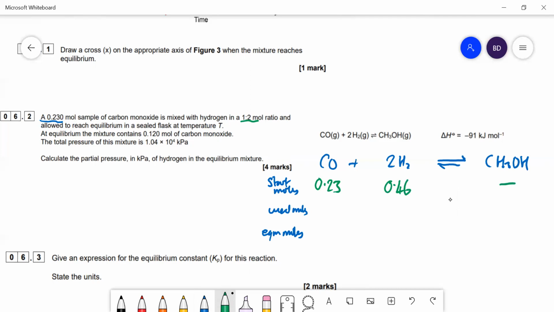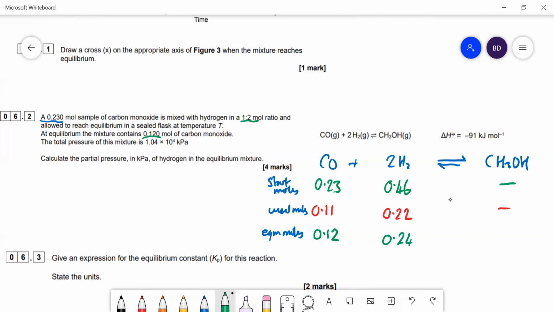And then it tells us at equilibrium, we've only got 0.12 moles of carbon monoxide left over. So that means we must have used up 0.23 minus 0.12, which is 0.11 moles of carbon monoxide. That means we must have used up double that amount, 0.22, of hydrogen. I haven't used any methanol, obviously. So how much hydrogen have we got left over at equilibrium? 0.46 minus 0.22 gives us 0.24.